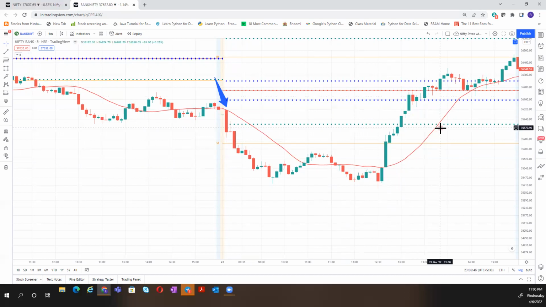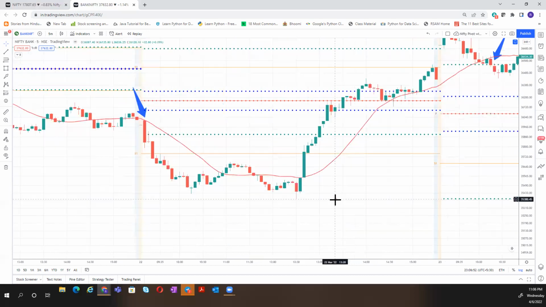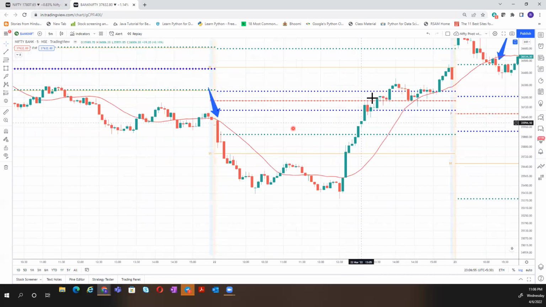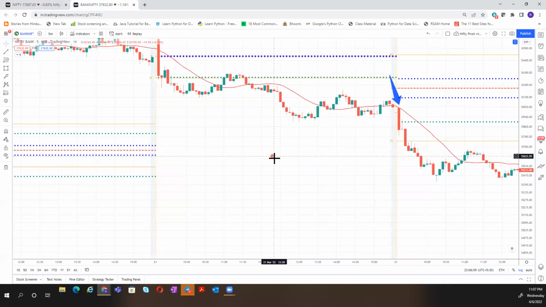I don't like to use too many EMAs. I use 5 EMAs, but this is for demonstration purpose. I'm showing you so that you can focus on the price action. If you add too many things, you won't be able to filter out.